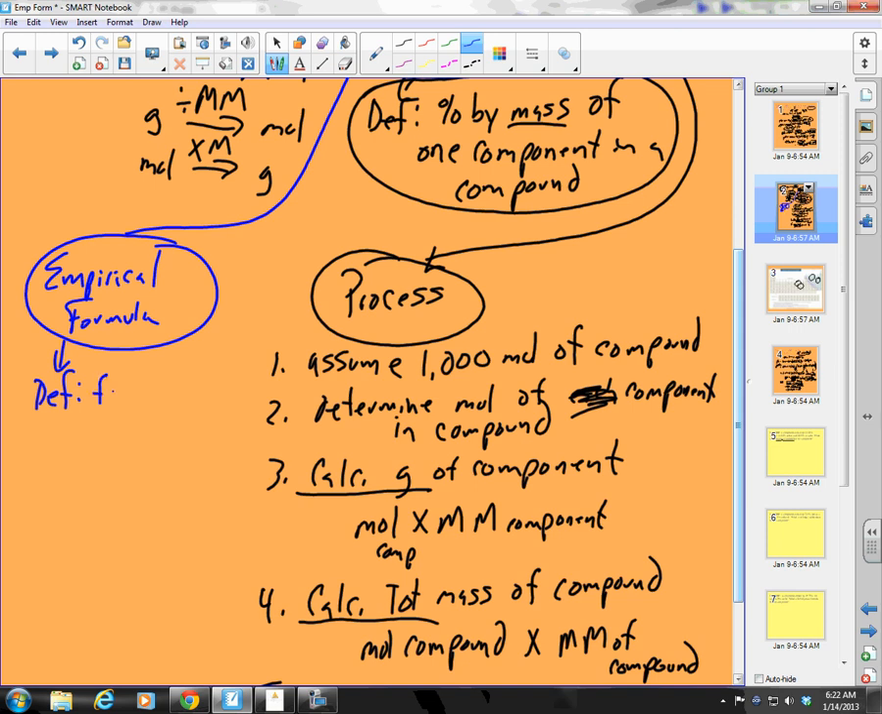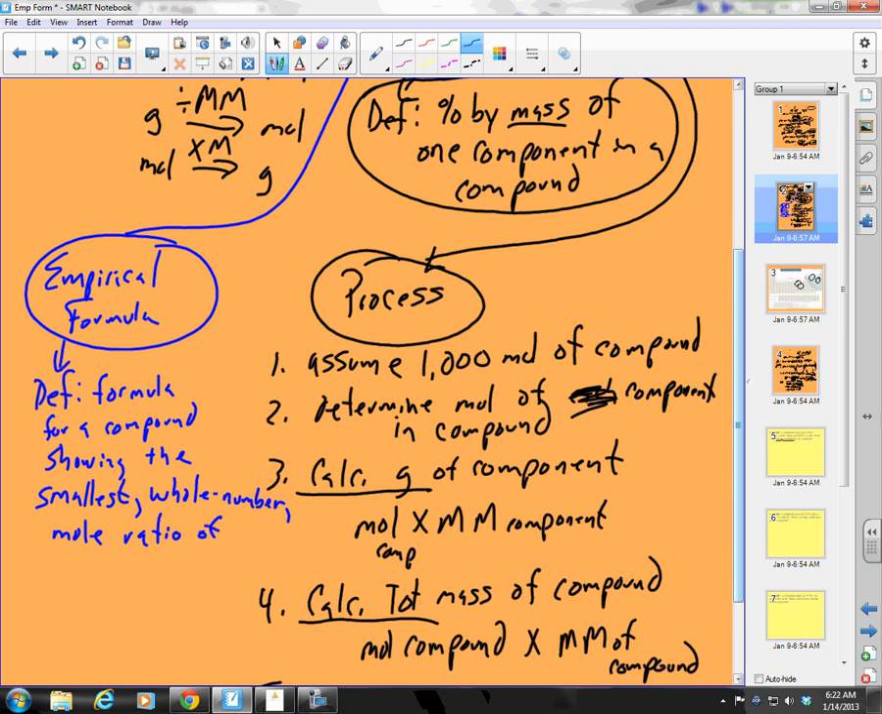It is a formula for a compound showing the smallest whole number mole ratio of atoms in compound.